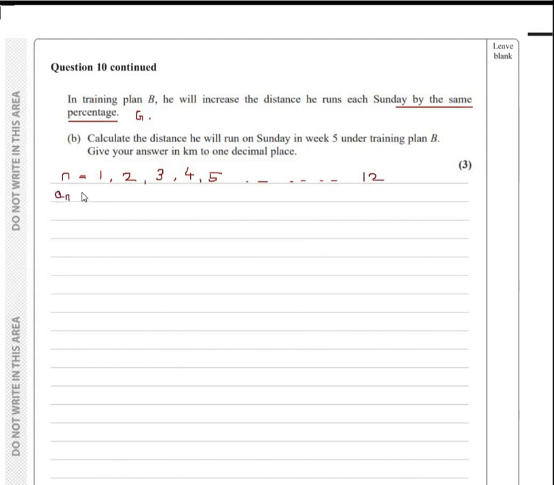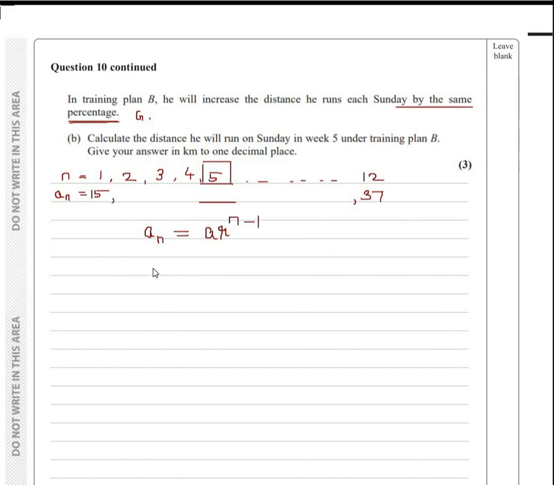And he runs 15 kilometers in the first week, which is given in the question. And on the 12th week, he runs 57. So they want us to find how much he runs in the 5th week if he is increasing by the same percentage every week. So we are going to use the formula for geometric sequences. The formula for a geometric sequence is a_n equals a r raised to n minus 1.